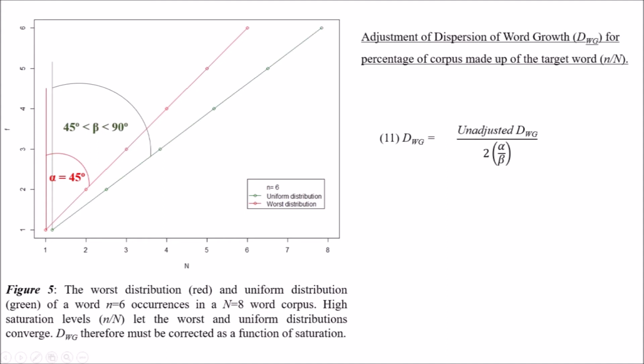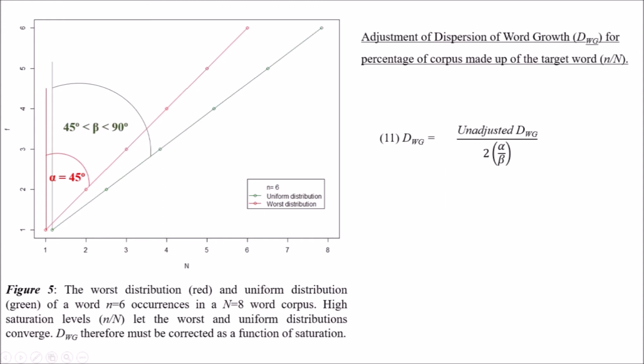Now, typically, there is a small number of word occurrences in a very large corpus, say 100 occurrences in a 1 million word corpus. If this is the case, beta will be very, very close to 90 degrees, and so the unadjusted DWG and the adjusted DWG will basically be the same. For instance, the unadjusted DWG value for book in brown is 0.595, and its adjusted DWG value is also 0.595.